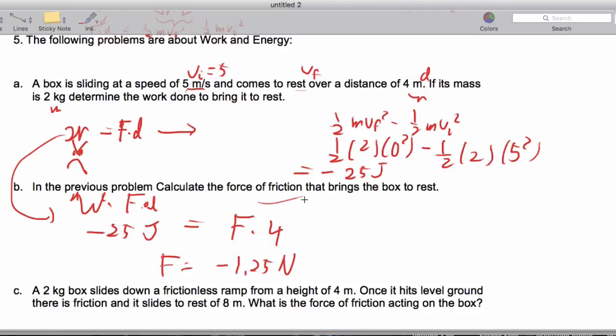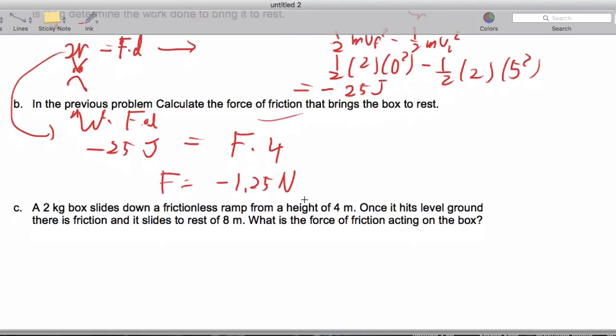A small little caveat: when I say the word friction, don't get hung up on it. When I'm asking you for the force, I'm asking you for whatever the force is that's doing the work. So you just use the numbers to solve for that missing force, and then you go back and realize, oh yeah, of course, the force that slows me down is the friction force.